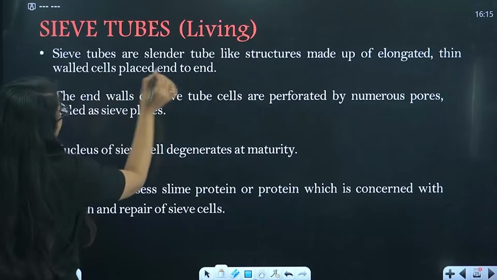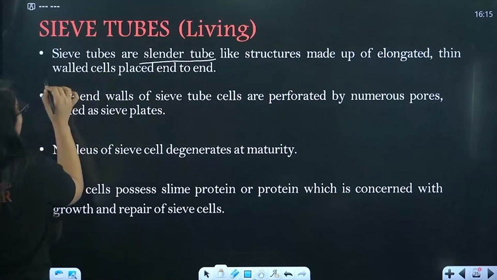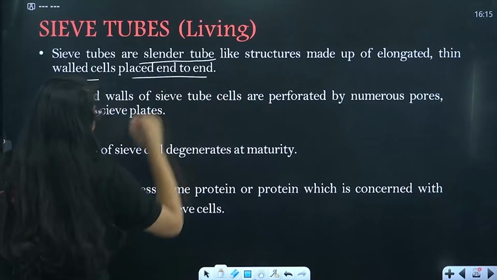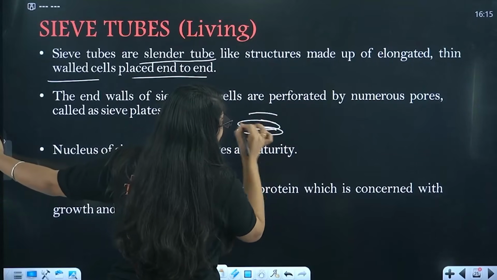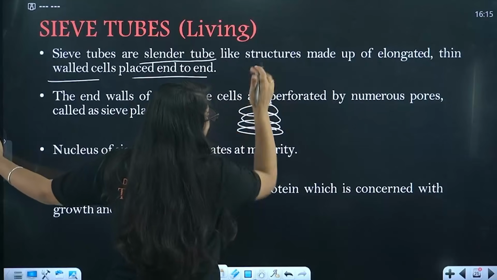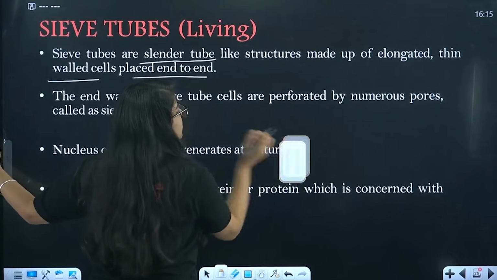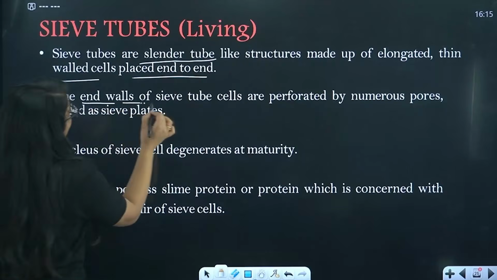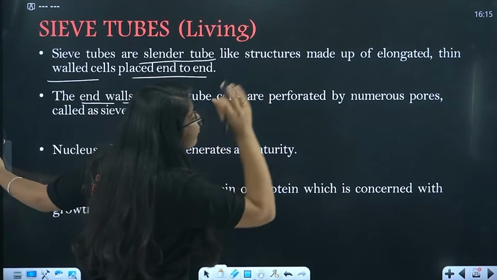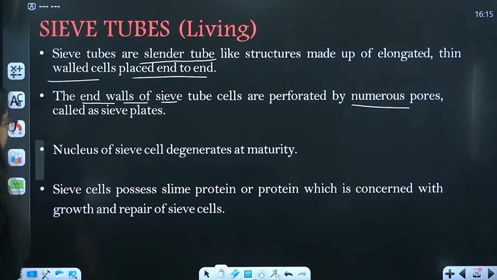Sieve tubes are slender tube-like structures made up of elongated, thin-walled cells placed end to end, and hence when you combine them, a tube is formed, which is called our sieve tube. Done? Now beta, the end walls of sieve tubes are perforated by numerous pores called sieve plates.